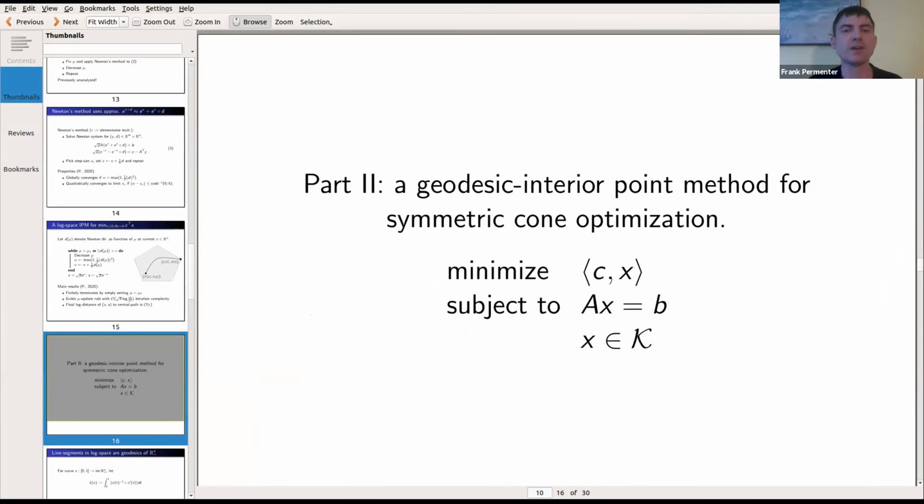All right, so now I want to generalize this to the setting of symmetric cone optimization. Now my variable x is no longer a non-negative vector. It's an element of some specified symmetric cone. So how do we generalize our log space interior point method to this general setting of symmetric cone optimization?